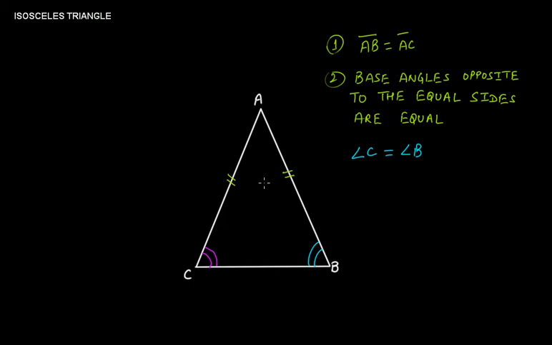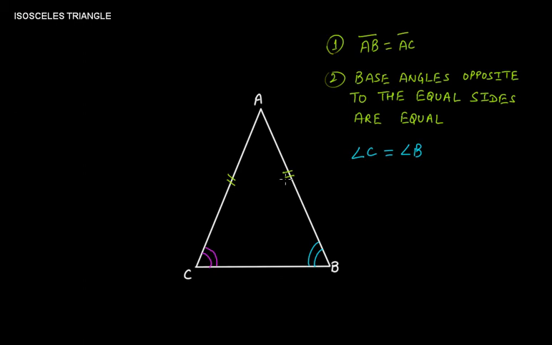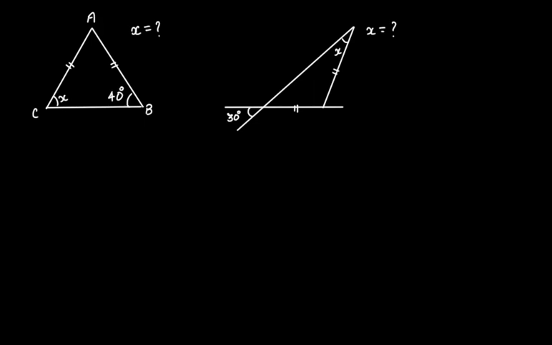Okay, so you can see here, in this case we had three such symbols or signs that were representing that all the three sides are equal. But in this case you have only two such symbols or signs. It means that only two sides are equal. So this was about equilateral triangle and isosceles triangle. Let's solve some problems related to that.